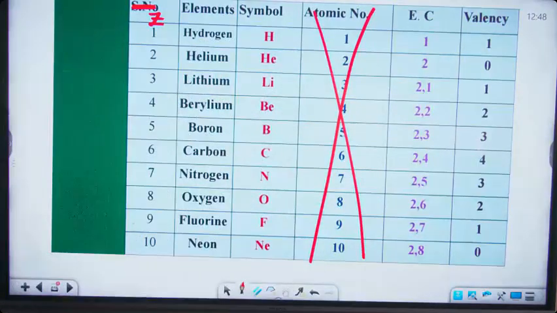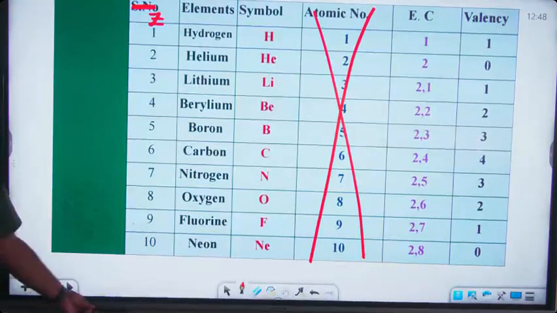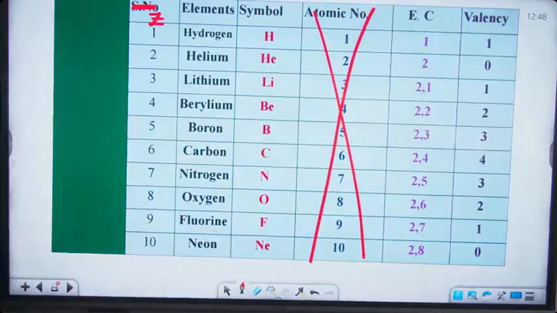Write this. Atomic number, element, symbols, if you know them, you can skip. Write the electronic configuration as well as the valency. The first column is atomic number. If you have an idea of the first 20 elements, you can go directly for the symbol and skip writing. And those who don't have an idea regarding that, write the complete thing: atomic number, element, their symbol, electronic configuration as well as valency.